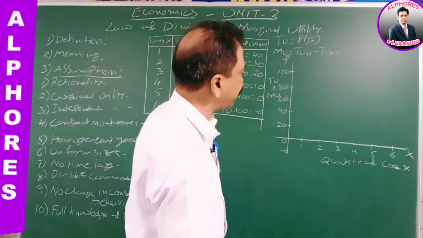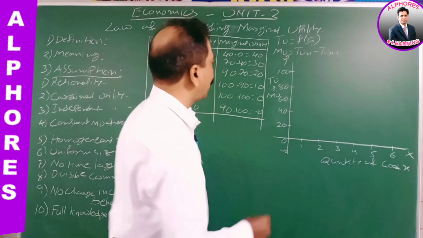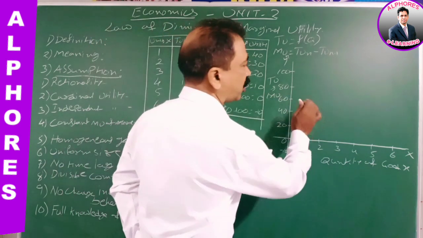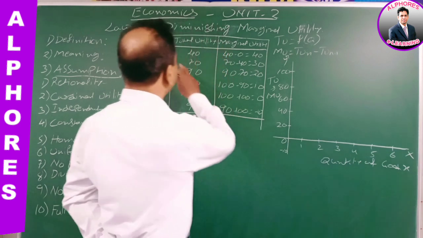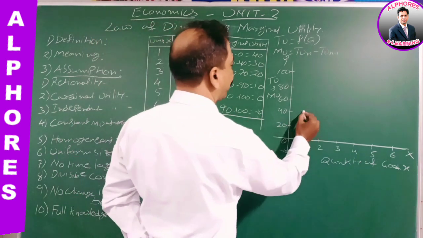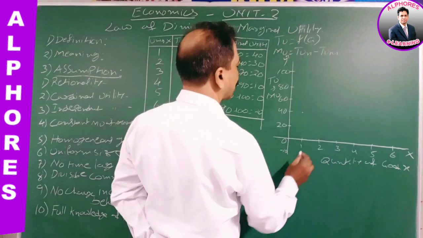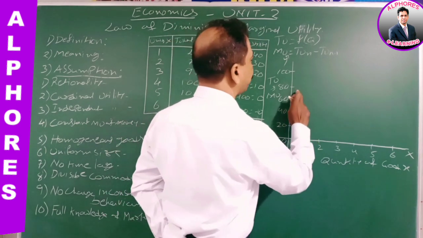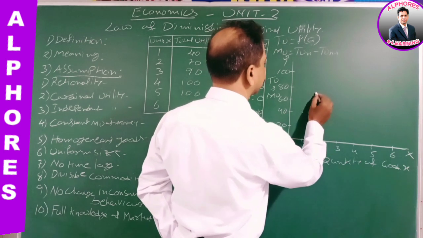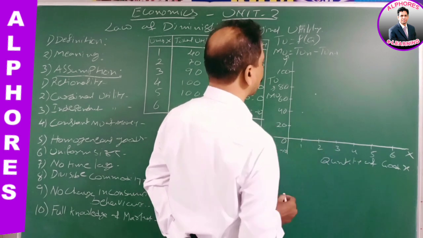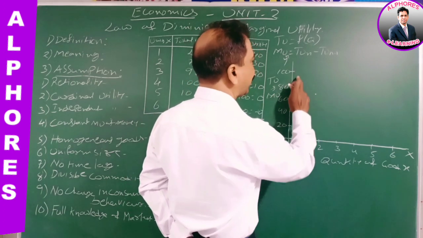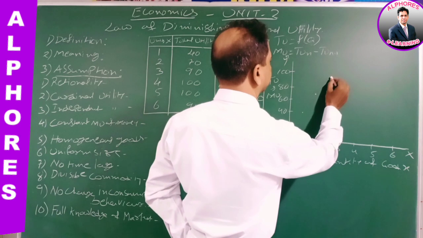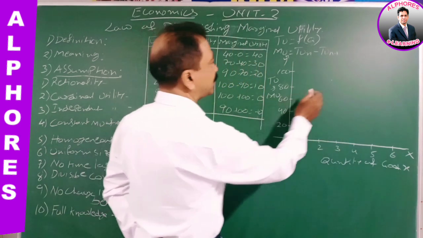Here, let me explain the graph. If we put this table as it is on this graph, what results are we going to get? Now we will see. For the first mango, the satisfaction was how much? 40. For the second mango, it was 70, in between 60 and 80. With the third mango, the satisfaction is 90, in between 80 and 90. With the fourth mango, it is 100.